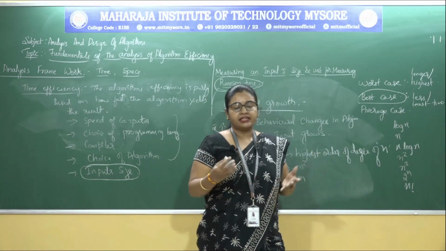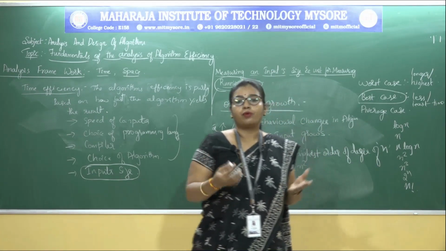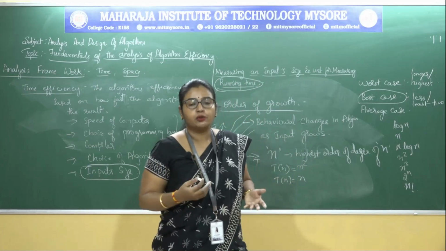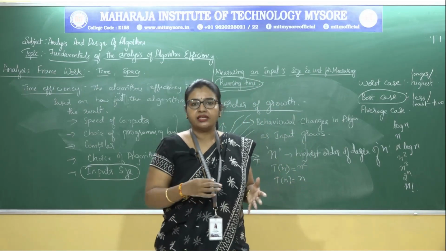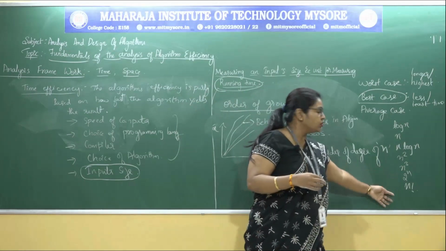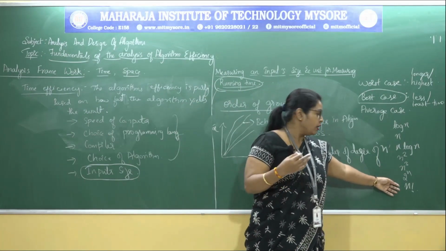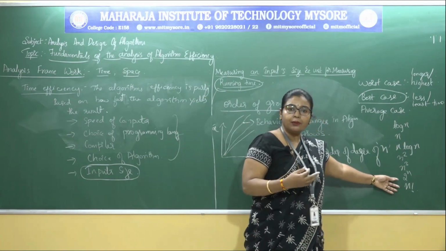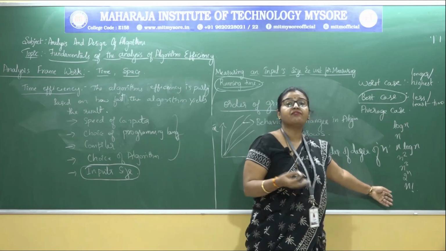Examples are the Tower of Hanoi problem, or finding the factorial of a given number. If you consider those, the efficiency of the algorithm will be 2 to the power of n and n factorial.